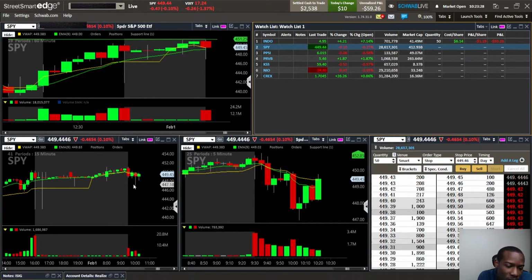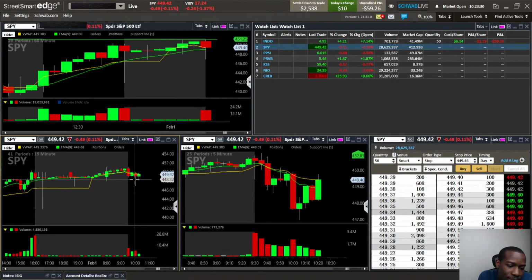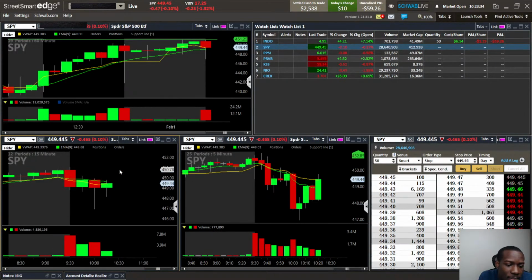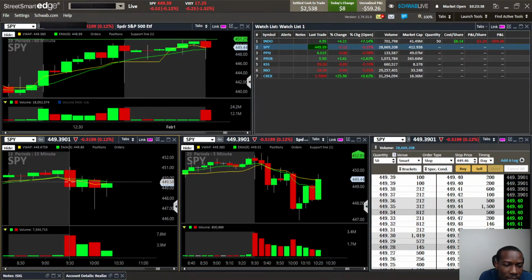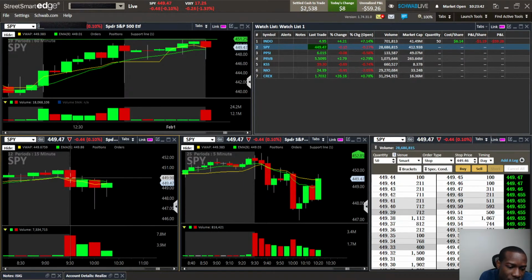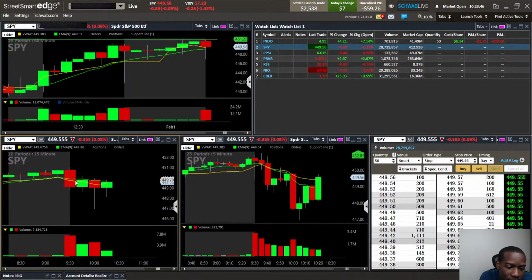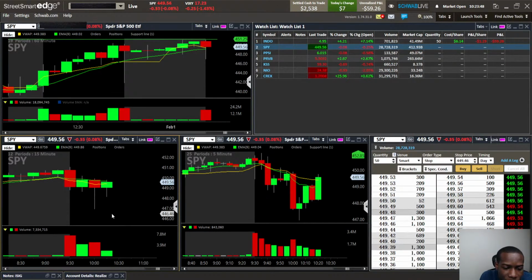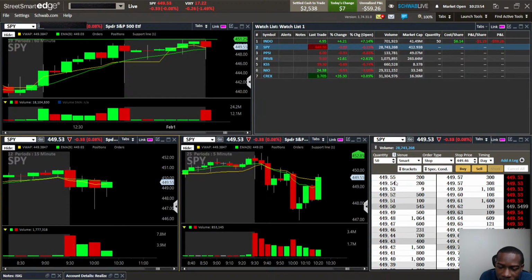SPY looking like it wants to get back over this high of the previous candle, the 449.88. May get a nice push through, but it is facing some resistance right here at this 90 MA. But on the hour chart, it's above that 90 MA, so it should be able to break this 449.88 real quick. Let's watch the tape. We're 30 cents away from it.